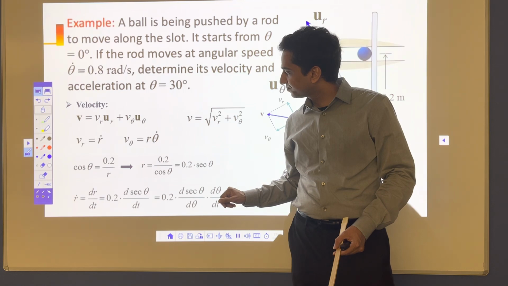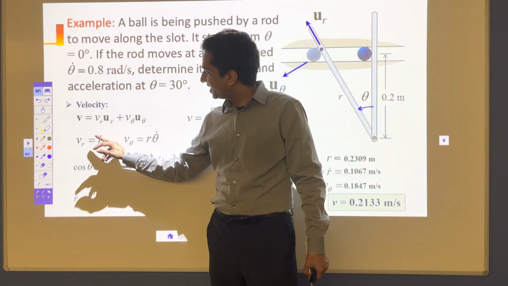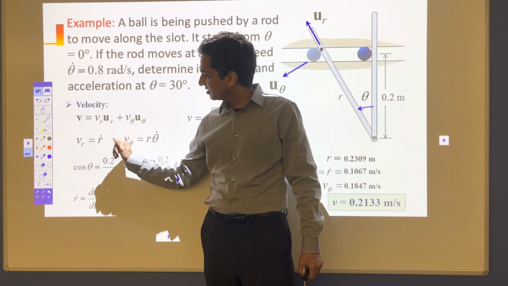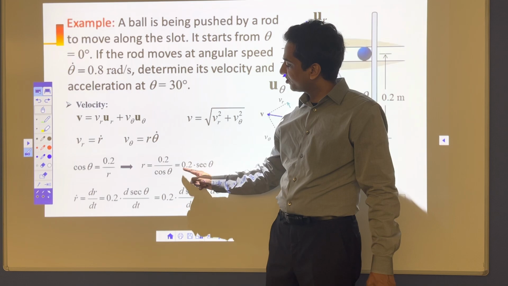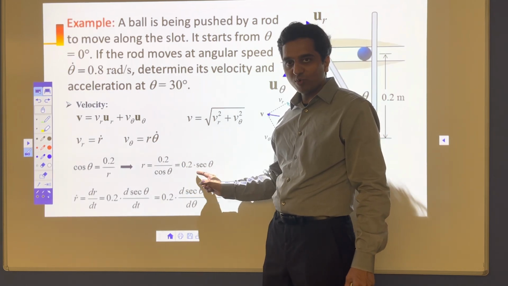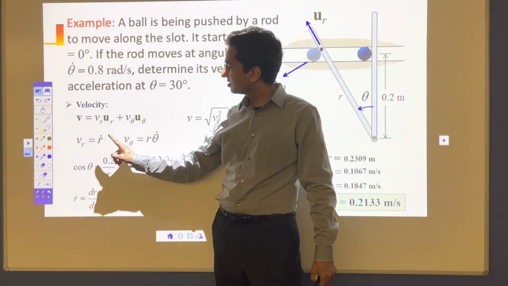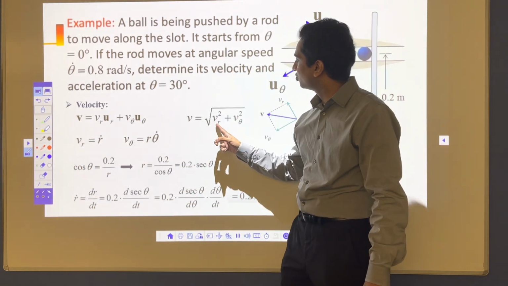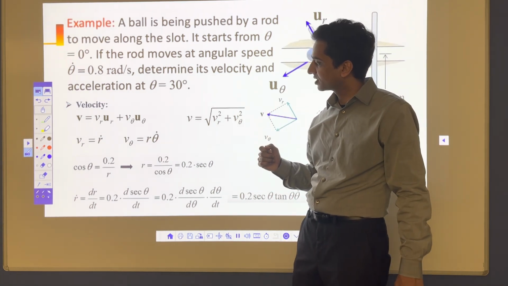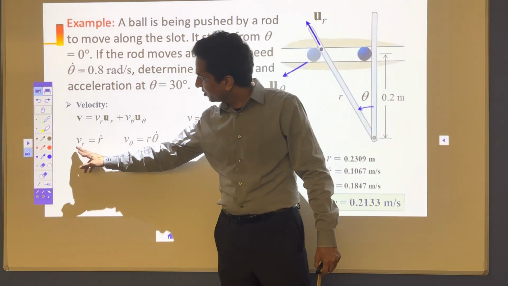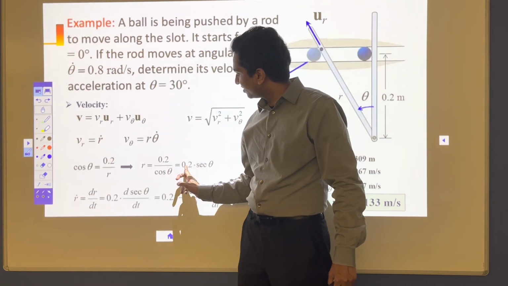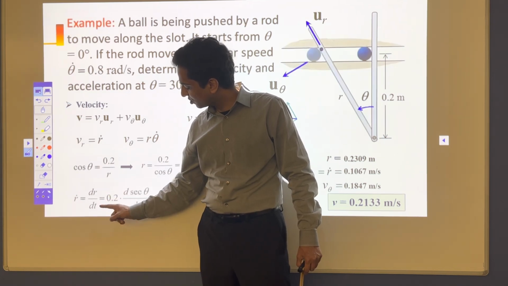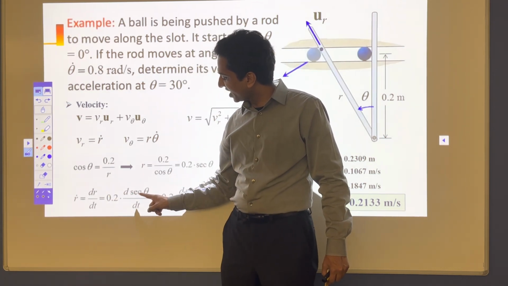0.2 sec theta. Now, to get dr by dt, the velocity, I need to find the derivative of this 0.2 sec theta. If I get the derivative of 0.2 sec theta, I can get r dot, and that is nothing but Vr. That's the first value here, the r component. So to find the derivative, I am going to write r dot as dr by dt equal to 0.2 d sec theta by dt.